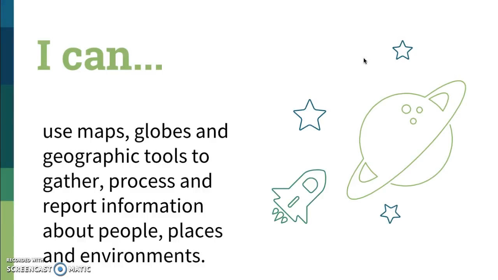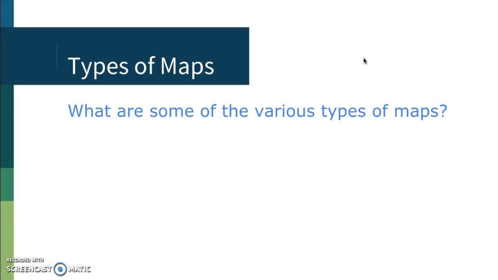In order to be successful with this learning target, the first thing we need to do is see what types of maps are out there. So we need to understand the different purposes of maps and how to read them. And then once we understand that, we can begin to gather, process, and report out that information. So our essential question for this learning target is, what are some of the different types of maps?